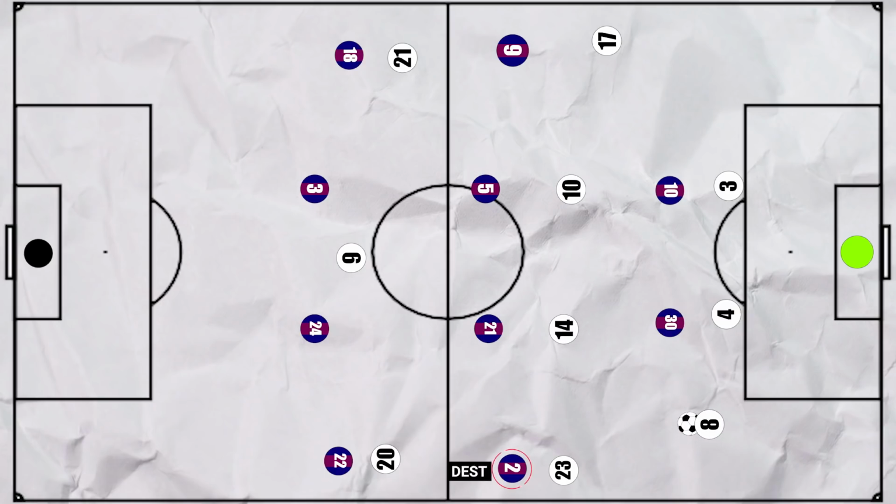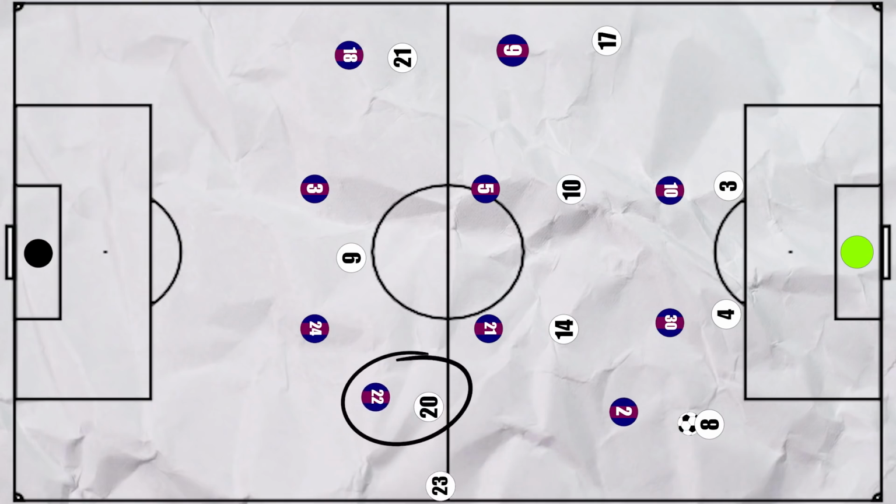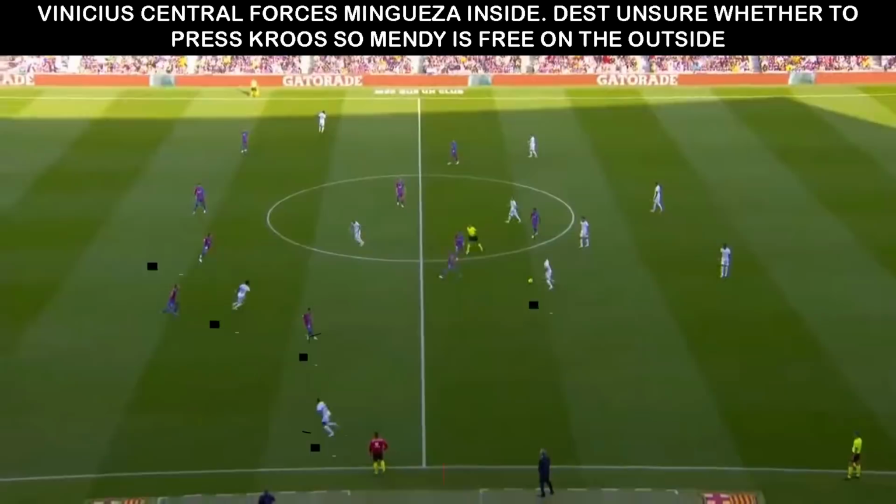This would often leave Dest in two minds. We saw that when he looked to press Kroos, Vinicius could move narrow, dragging in Mengueza with him, meaning that now Mendy was potentially free to receive behind the high line.